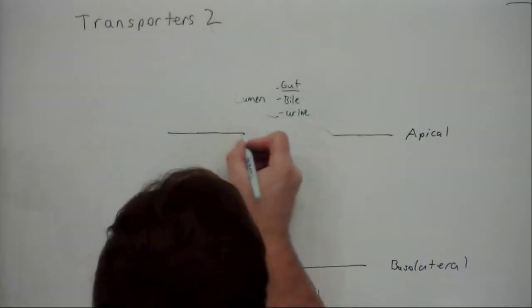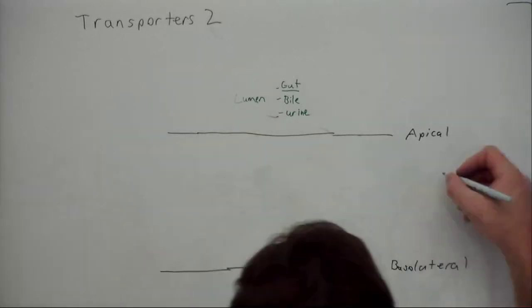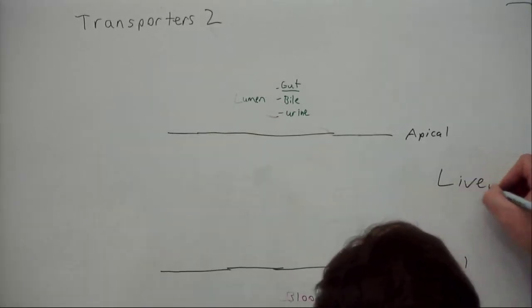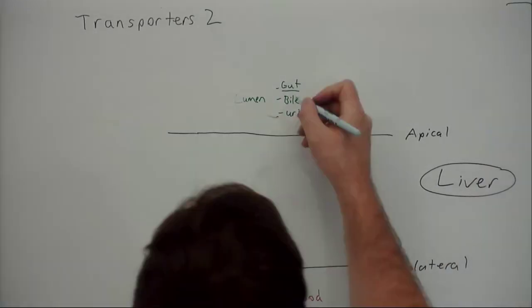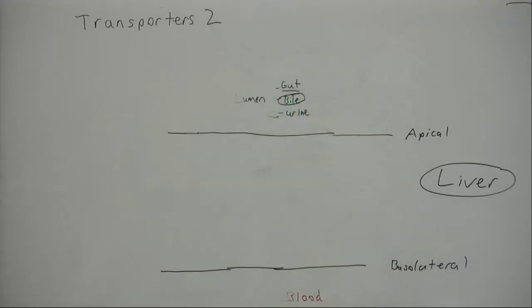So now, let's look at the liver. All right, so this is a hepatocyte. And now our apical side is going to be the bile, and the basolateral side will still be the blood. And so now our drug molecule will already be in the body. In this case, we're going to talk about atorvastatin. So we have our drug molecule out here, and we'll call this atorvastatin.